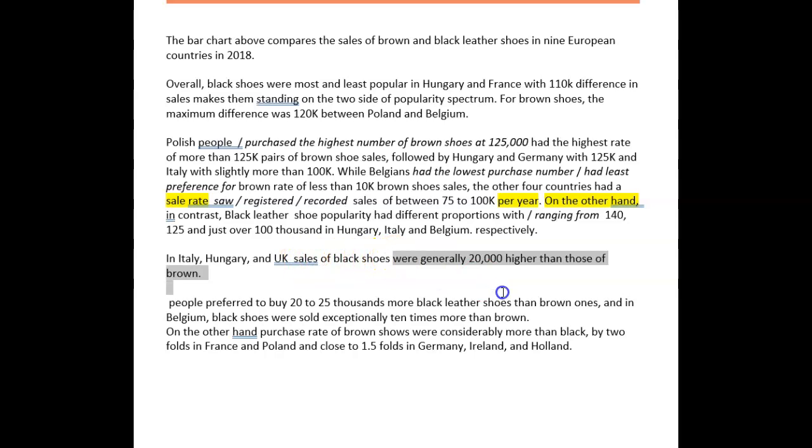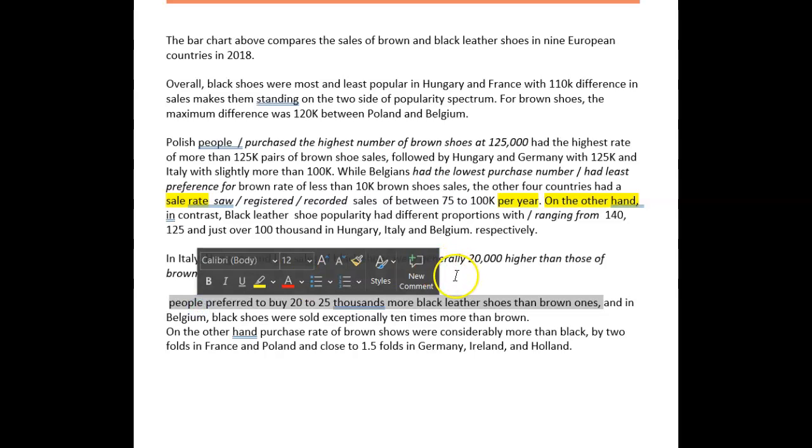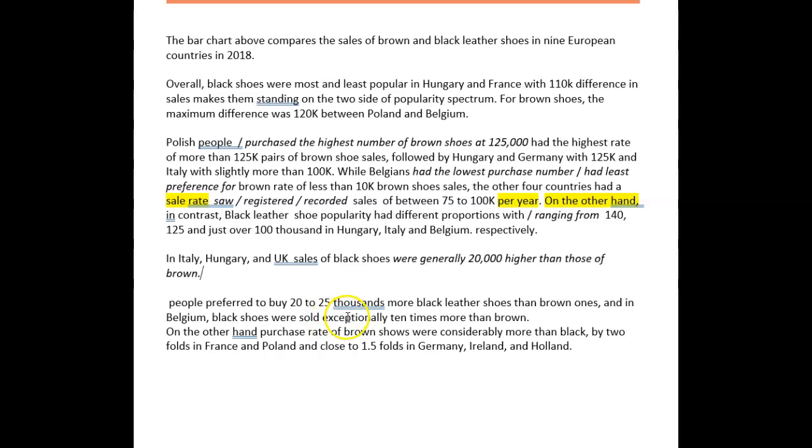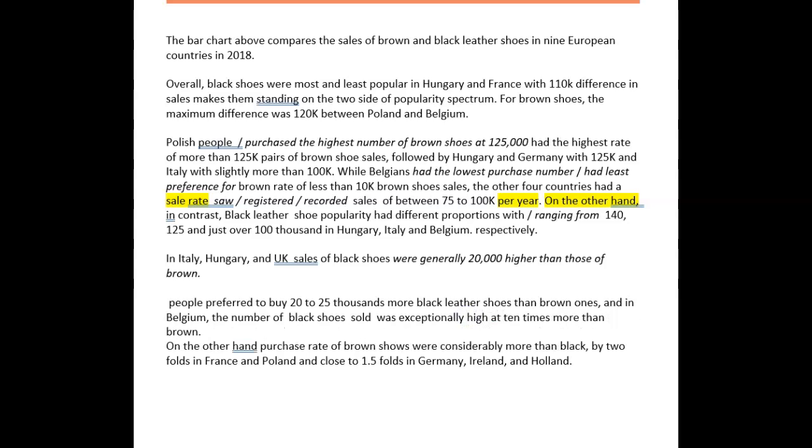So we're comparing, yeah? So were higher than those of brown is a really neat way of comparing. So you've got this, which is fine. I mean, it's absolutely fine. Just that mine is a little bit neater, yeah? And in Belgium, black shoes were sold, yes, were, okay, go put in here the subject, the number of black shoes sold was exceptionally high at 10 times more than brown.